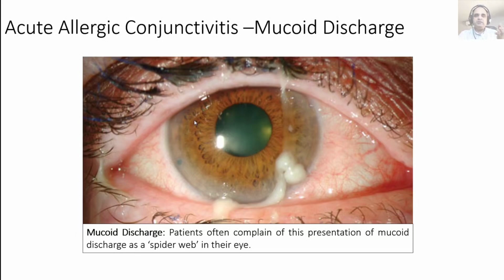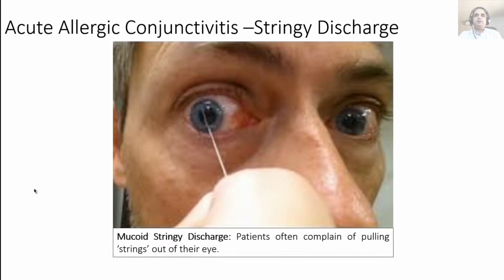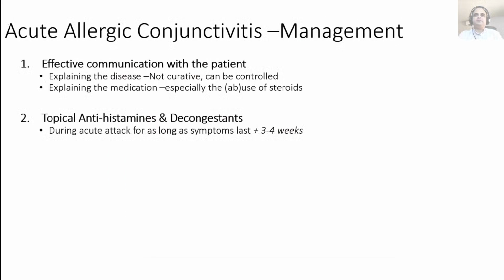A mucopurulent discharge is more yellow, and mucoid discharge is basically white, as shown in this picture. And this is what patients say, that they're trying to pull strings out of their eye, because to them it appears that there are strings, and this is basically that strand of mucus that they're trying to pull out of the eye.